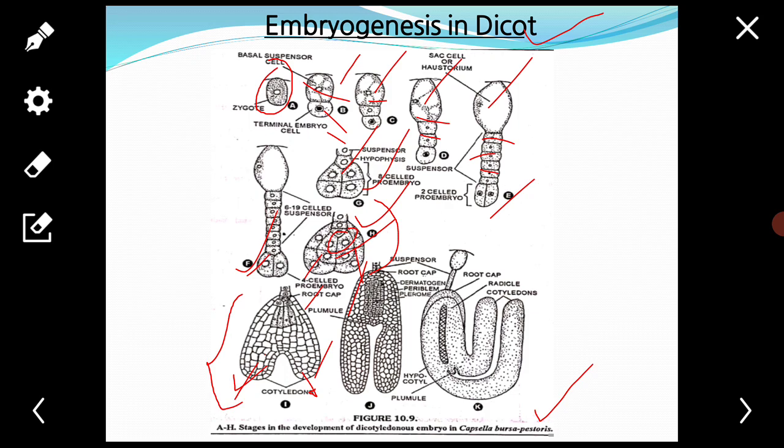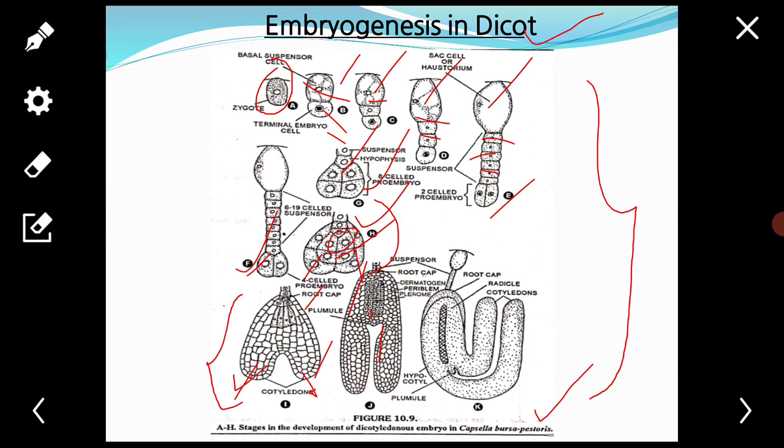Next, cotyledons grow rapidly, whereas a few cells between the two cotyledons differentiate to form a dome-shaped plumule. Students, the embryogenesis of the dicot is finished with this slide, and the questions may carry 3 to 5 marks, so you attempt them with diagrams.